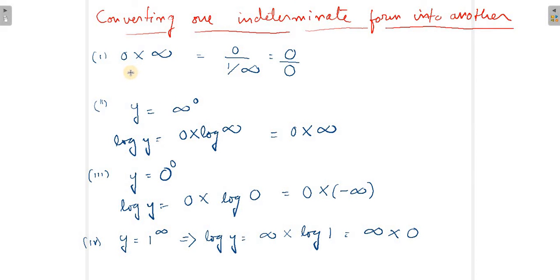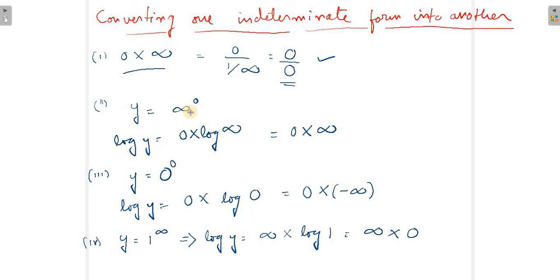So we have one indeterminate form as 0 into infinity. This infinity can be written as 1 by 1 by infinity, and this 1 by infinity is 0, as we know. So 0 into infinity is converted into 0 by 0. So we can convert one indeterminate form into another indeterminate form.